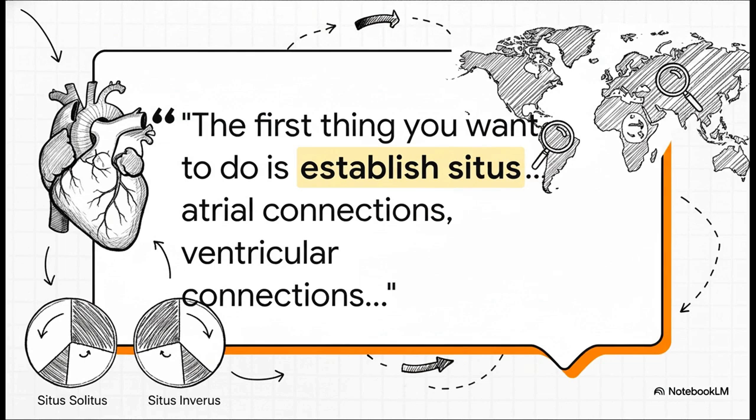And hey, don't just take my word for it. This is the universal approach. Every pediatric cardiologist will tell you the exact same thing. You have to establish the basic arrangement, the situs, before you can possibly understand the function or dysfunction of all the other parts. It's like you'd need to know if you were looking at a map of North America or a map of Europe before you could even begin to try and find a specific city, right? Situs is your continental map.